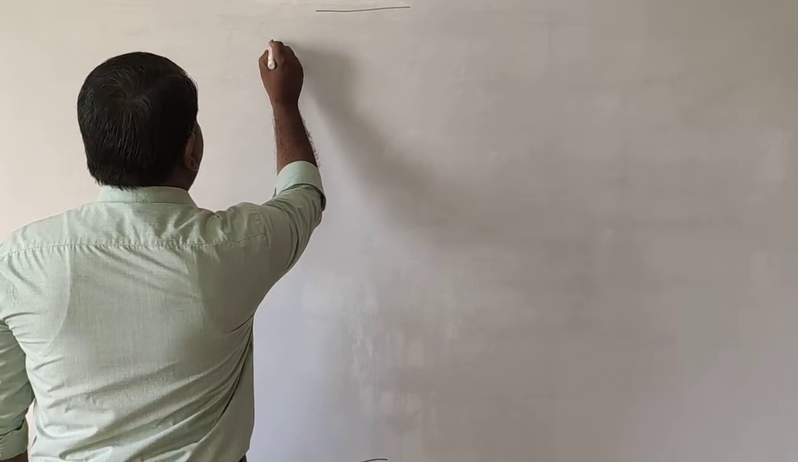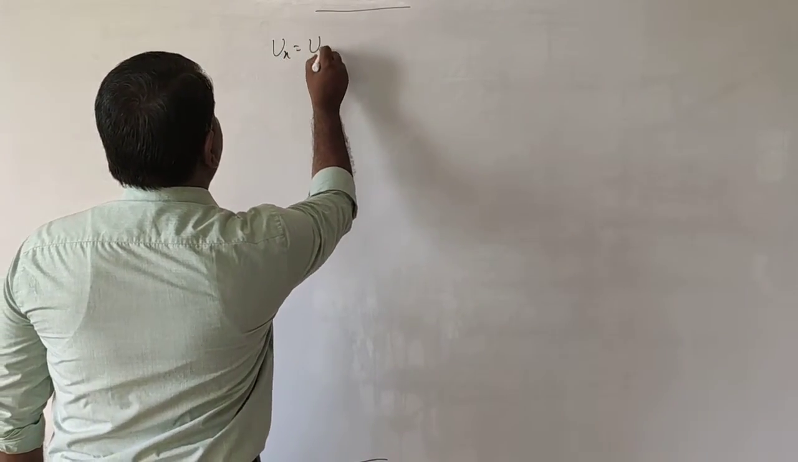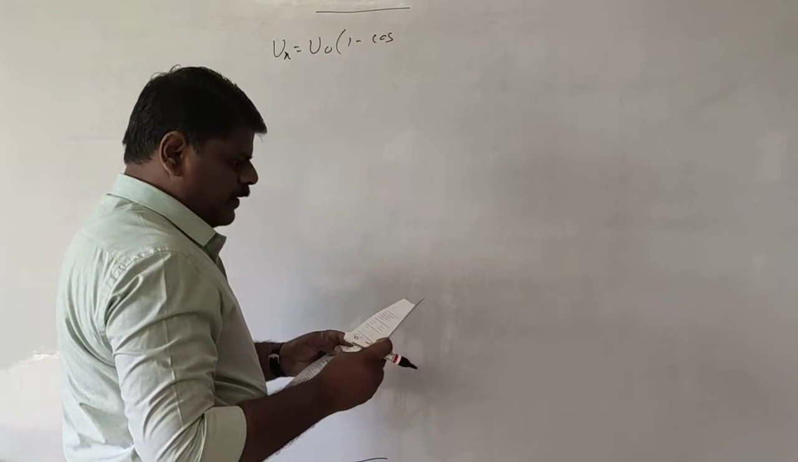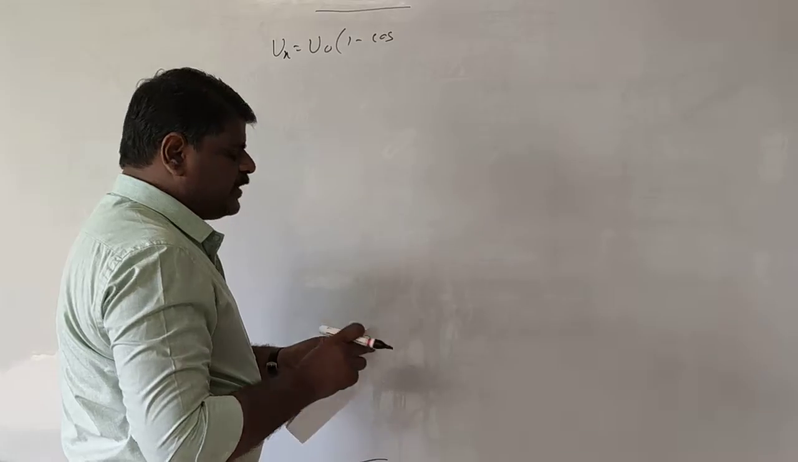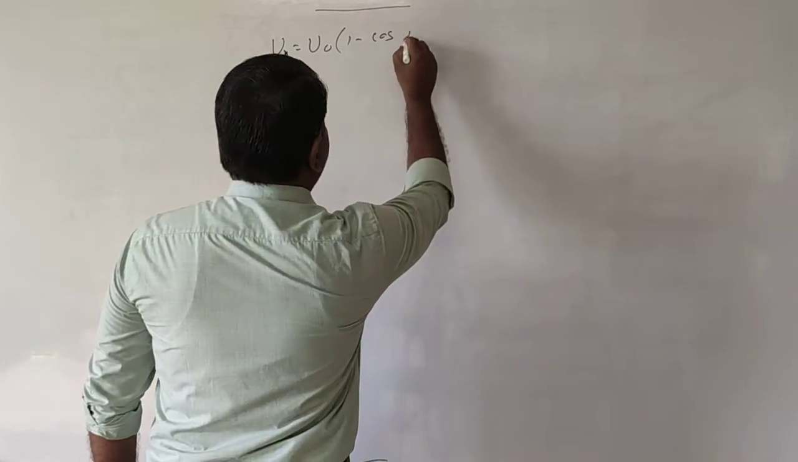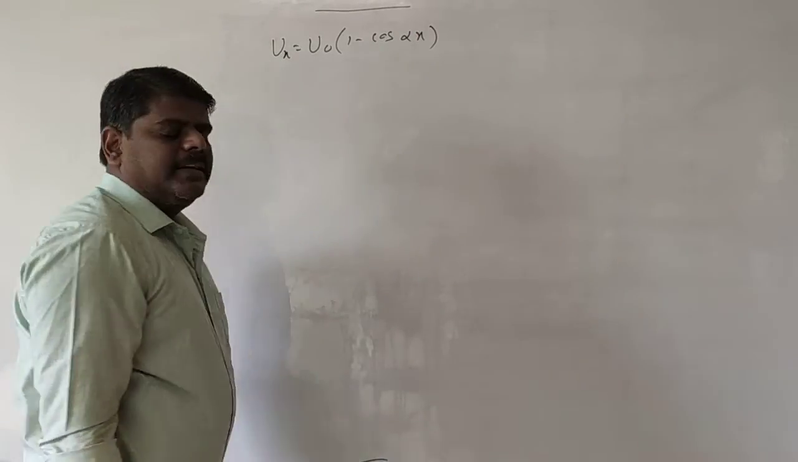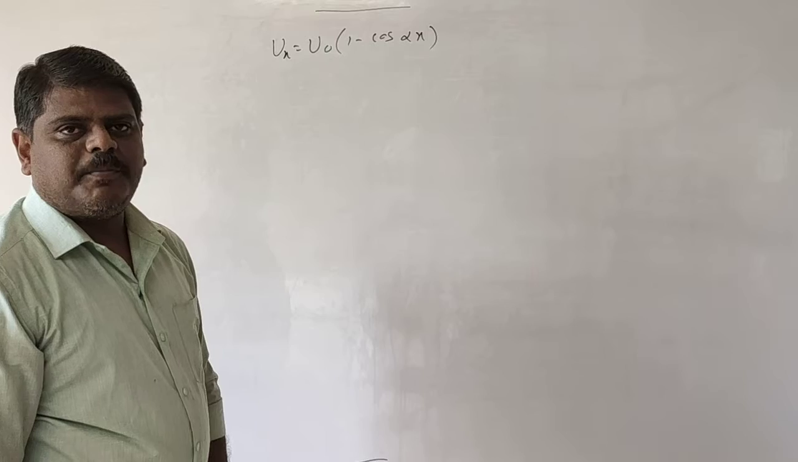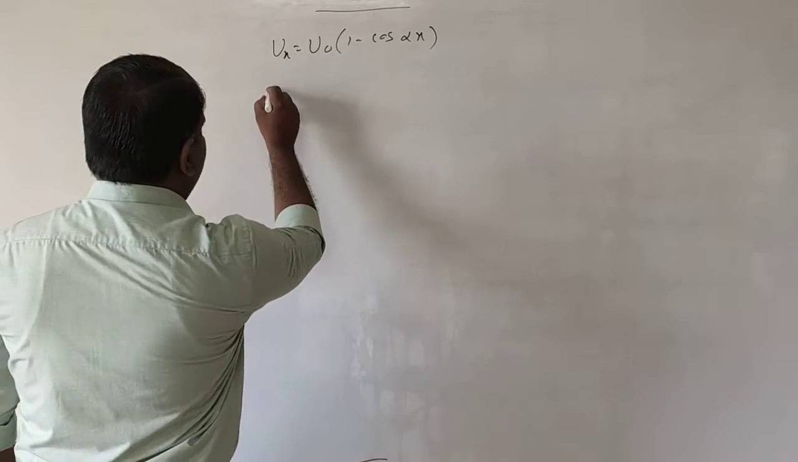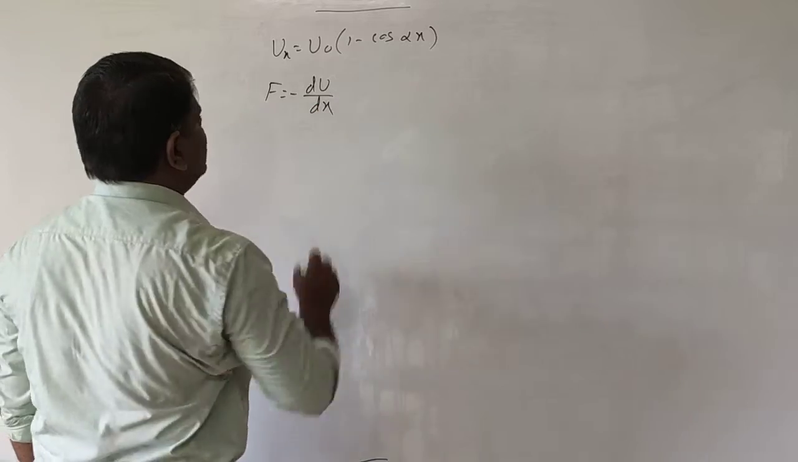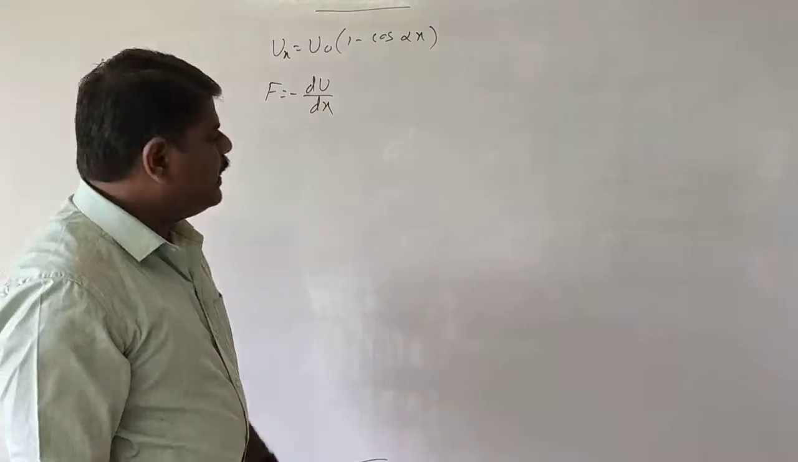The potential energy is given as U(x) = U0 into (1 minus cos alpha x). And we know that the force is the rate of change of potential energy. That means the force F is equal to minus dU by dx. The rate of change of potential energy will be nothing but force.